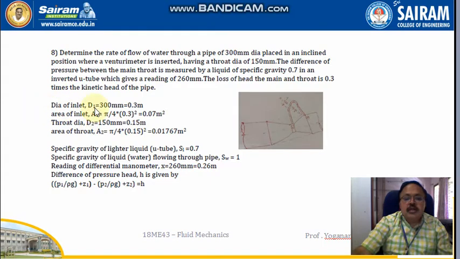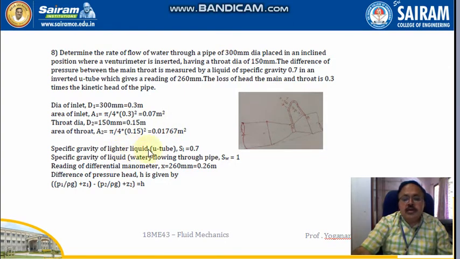So diameter at the inlet D1 is 300 millimeter, that is written as 0.3 meter. Area at the inlet A1 is pi d square by 4. So throat diameter is given as 150 millimeter, that is 0.15 meter. Area at the throat is also pi d square by 4. So that is this.